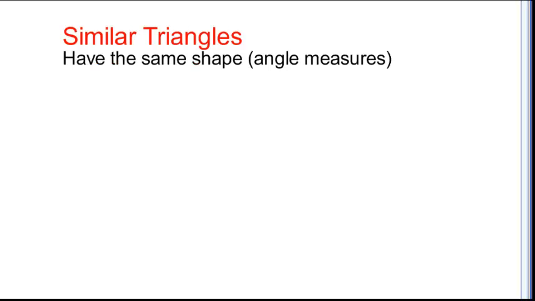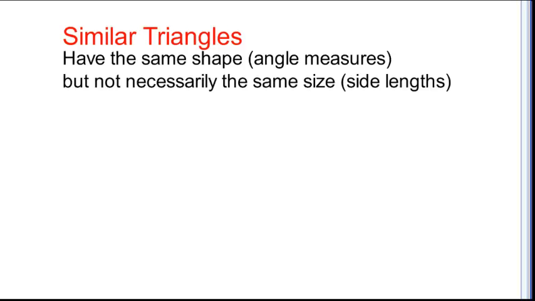Today's lesson is on similar triangles. Similar triangles are similar in nature to the idea of congruent triangles because in both similar triangles and congruent triangles, the triangles are the same shape, that is, corresponding angles are congruent. The difference is that the two triangles do not necessarily have to be the same size. Even though all three corresponding angles are congruent, corresponding side lengths may differ.